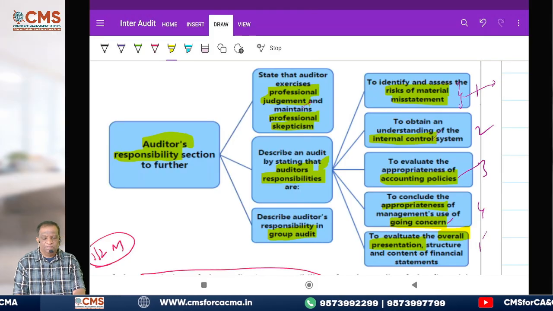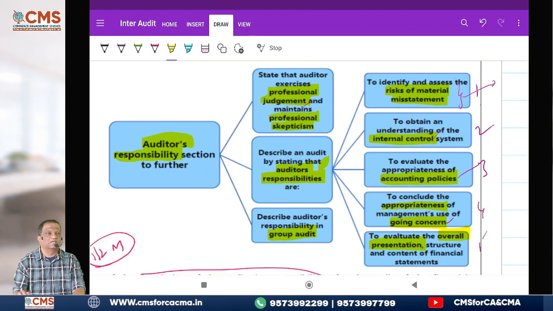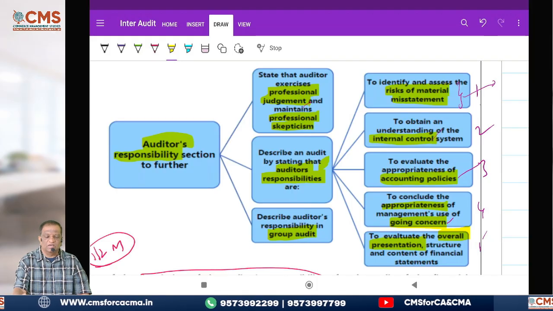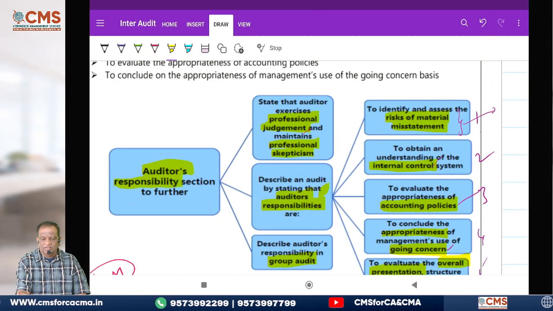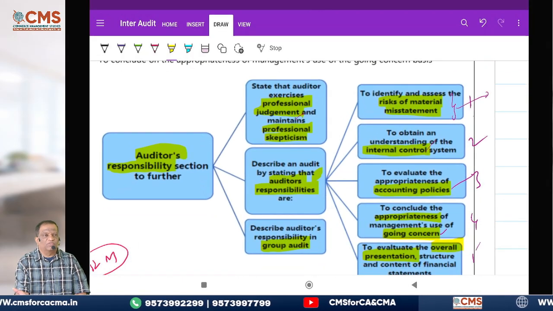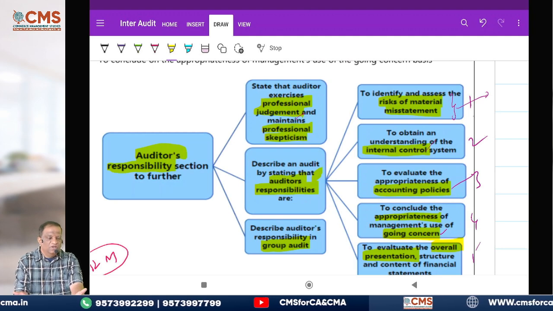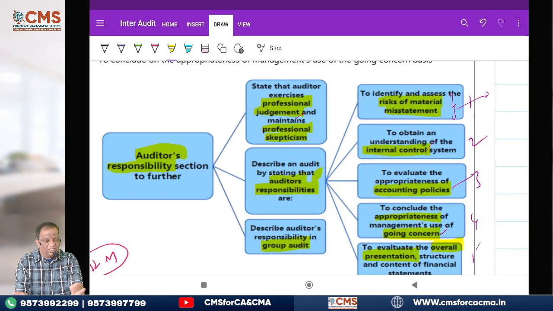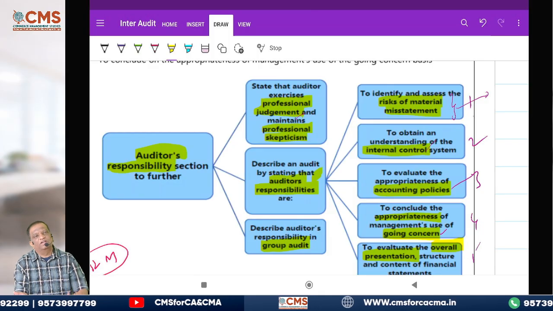This is a comparatively tougher concept, but nevertheless it is worth reading because mandatory questions are being asked. So to repeat it, let's take one step back. What are the basic elements of the audit report? First two, title and addressee. Next two, opinion and basis for opinion. Next three, responsibilities of management, responsibilities of auditor, and other responsibilities. And last three, signature, date, and place. Good.